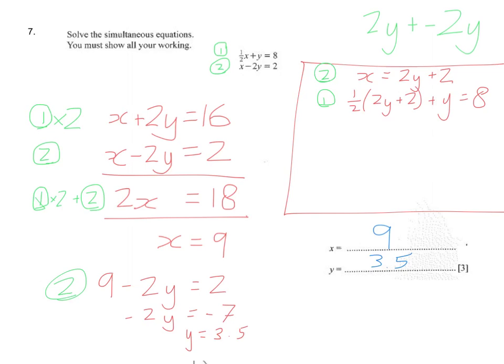Now I expand those brackets, which means just halve it, so I've got y plus 1 plus y equals 8, so that's 2y plus 1 is 8, so 2y is 7, and that gets me y is 3.5, which I can then substitute into the other one. So that's the substitution method.